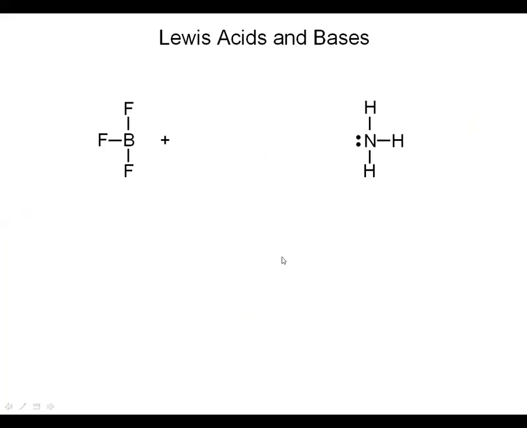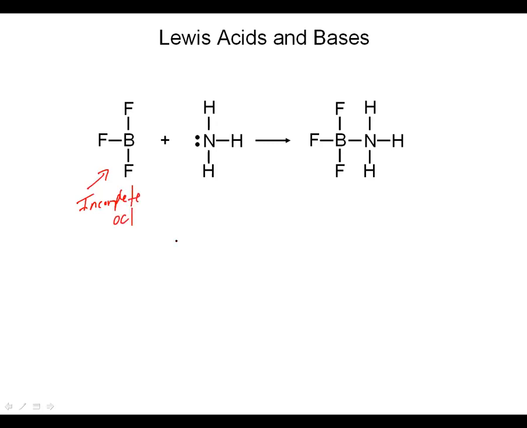Now, when we look at this here, this is boron trifluoride. It's an incomplete octet. You may remember, incomplete octet means that it is essentially electron deficient. And here we have our polar NH3, which is going to allow those electrons to be donated over to our deficient boron. And here we end up with a bond between the two.